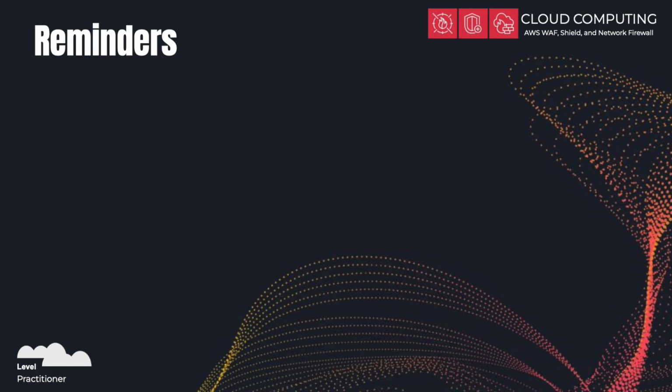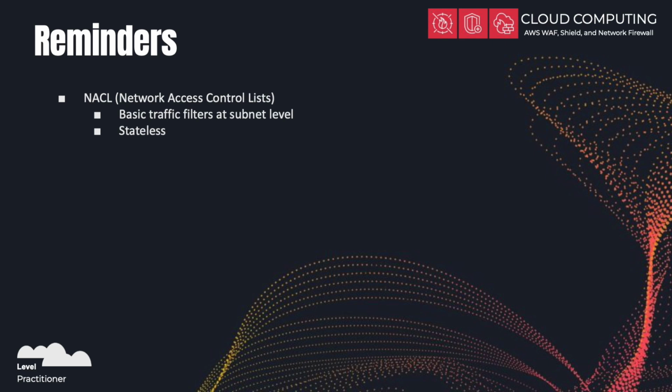Before we look at each of those services, let's have a quick hint on remembering some of the basic services we covered in our previous videos, NACL and security groups. If you remember, we mentioned that NACLs, or network ACLs, are basic traffic filters at the subnet level. They're stateless, which means they don't remember past traffic, and every packet is checked against the rules whether it's going out or coming back in.